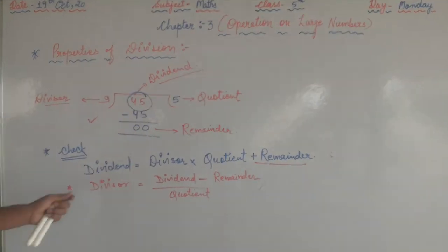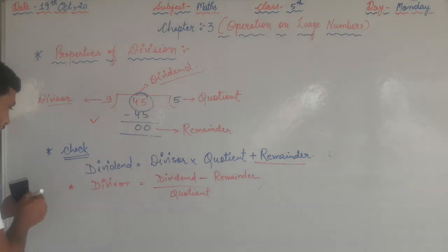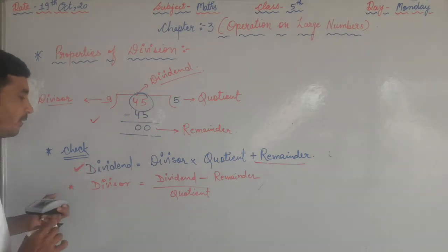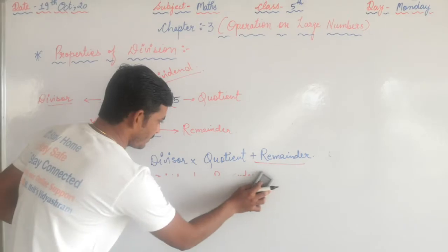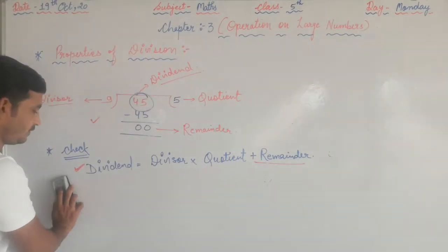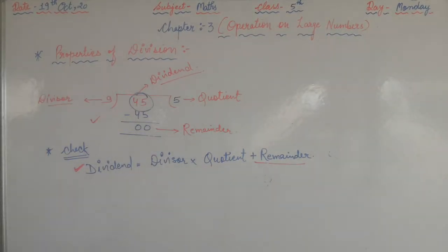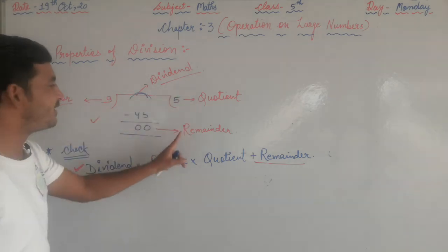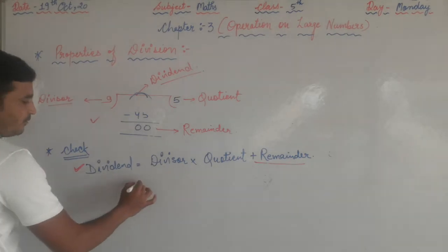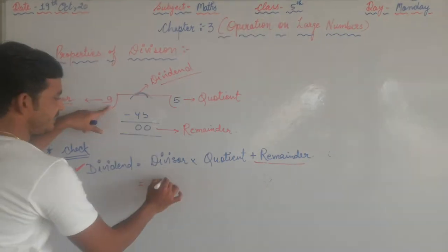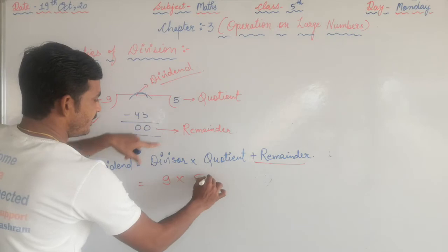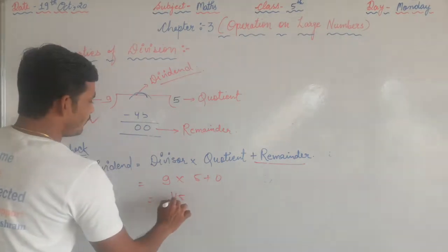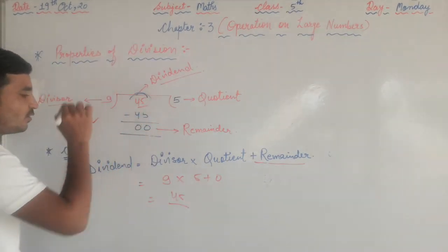So what you have to do, you have to learn this formula only. Suppose see here, if we have to find the dividend, dividend is not given here. If the divisor, quotient and remainder are given, divisor is 9, quotient 5, remainder 0. 9 5s are 45. The dividend is 45.